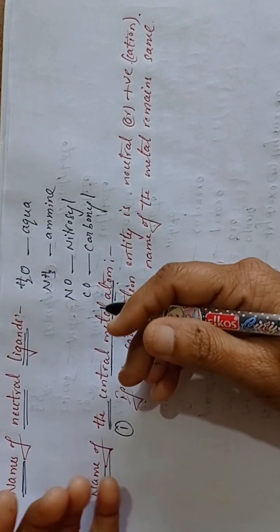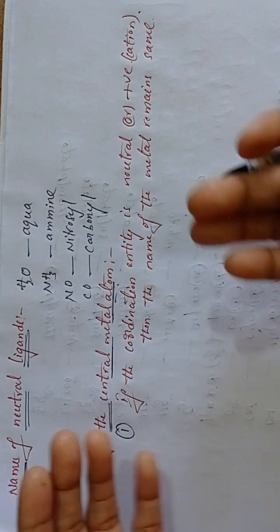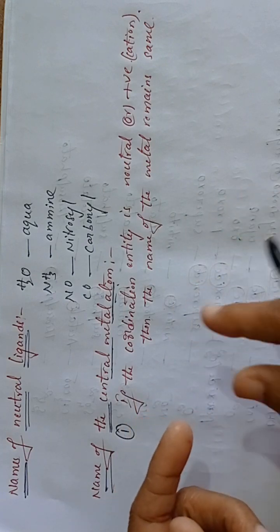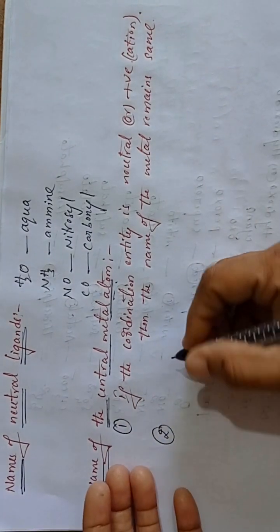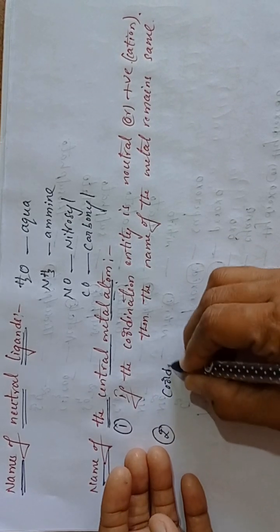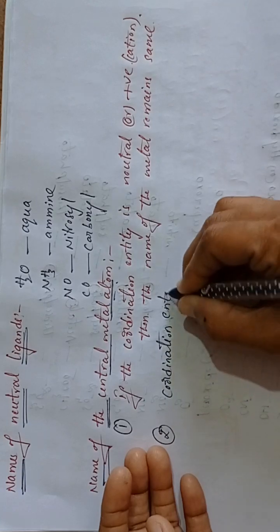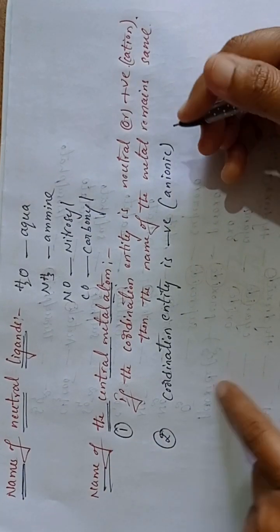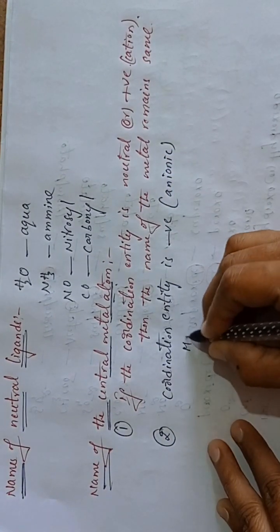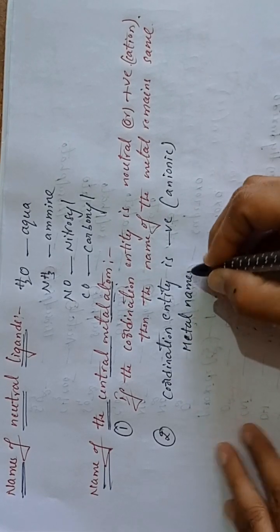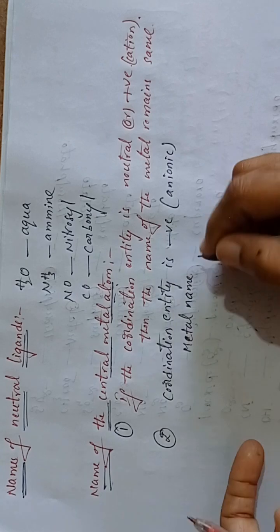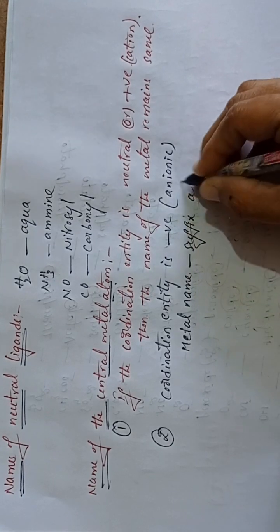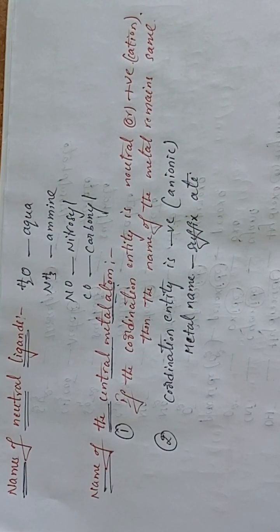If the coordination entity is negative, students, then the name of the central atom changes. That means the name of the central metal atom ends as "-ate". So if the coordination entity is negative, that means an anionic complex, then the metal name ends with the suffix "-ate". We should add "-ate". Are you clear? Which suffix do we have to take, students?